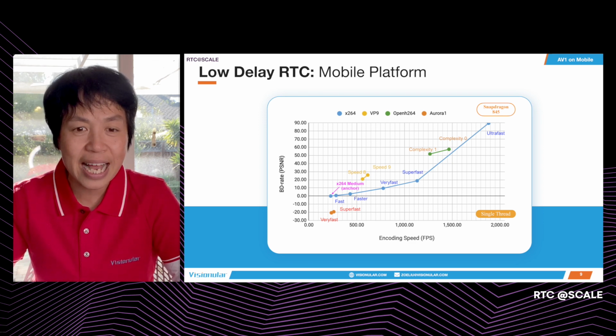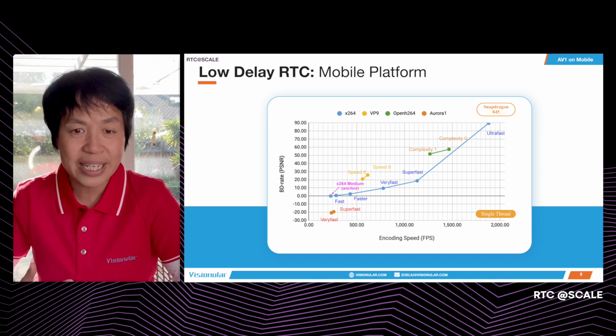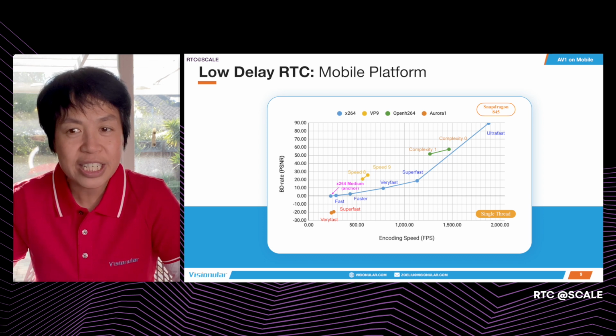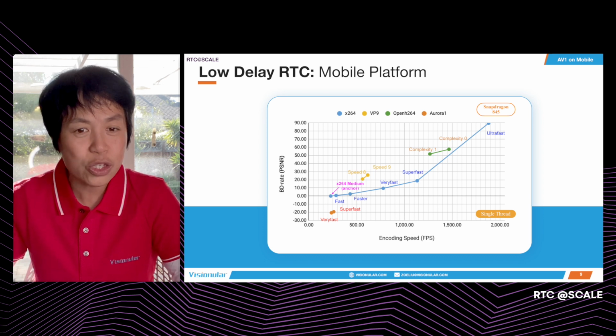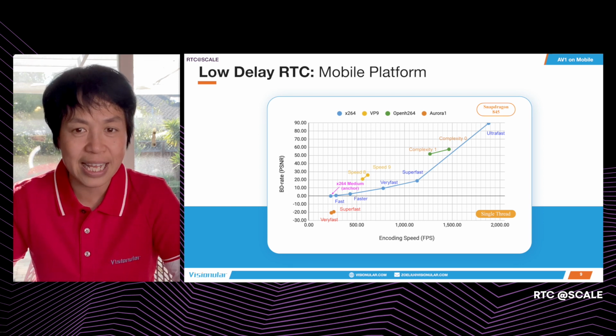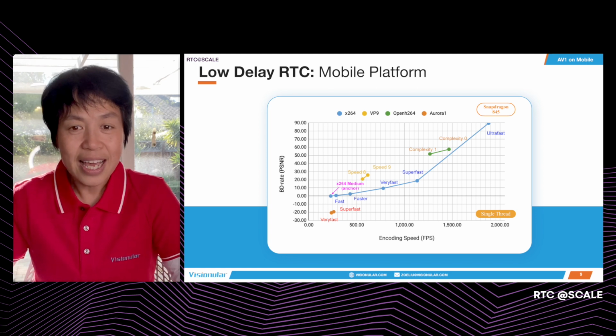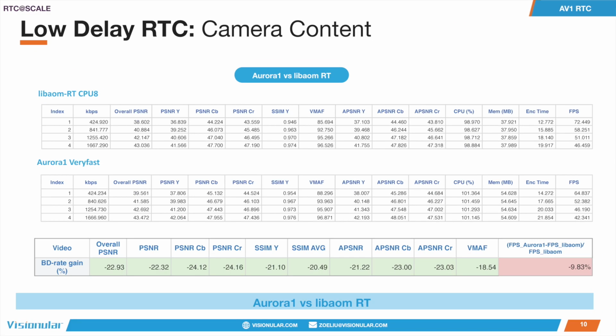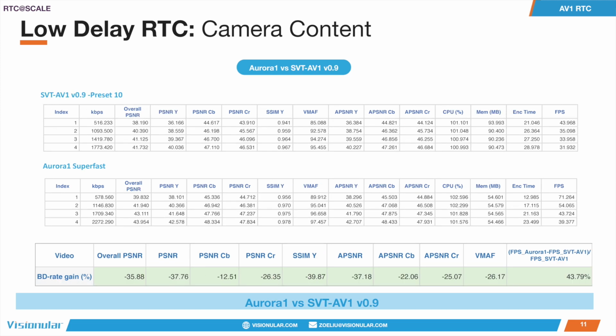So from here, we can see the potential and the great performance that Aurora1 can achieve, because it maintains more than 20% coding efficiency gain as opposed to the anchor, and it's also fast enough. It's about 225 to 150 frames per second. That's the kind of encoding speed on the mobile device. And further down, we have some closer camera content comparison. This is again compared against LibAOM RT, showing about 20% bit rate gain, but with about 10% lower speed level.